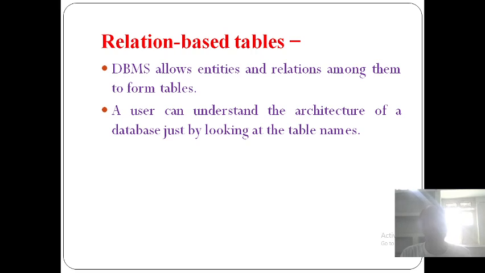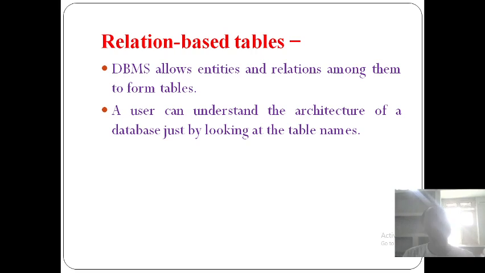Table is nothing but a number of rows and columns. It's a matrix. Table is nothing but a matrix. What is a matrix? It has a number of rows and a number of columns. Okay, a database management system allows the entities and relations among them to form a table.